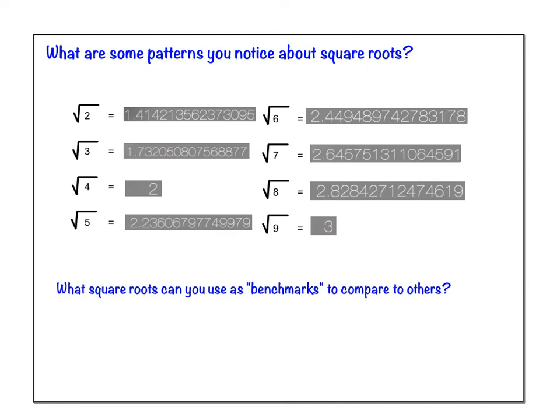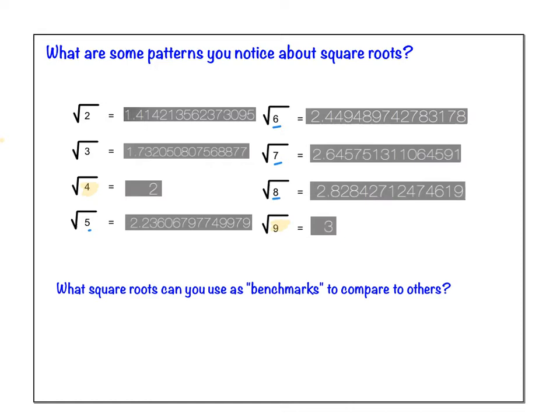If you look, the only two that are perfect whole number answers are 9 and 4. And we've talked about how 9 and 4 are perfect squares. So what I want you to look at is the numbers in between 4 and 9. If we're looking at 5, 6, 7, and 8, what do we notice about the square roots? Well, the square root of 4 is 2. The square root of 9 is the next whole number, which is 3.